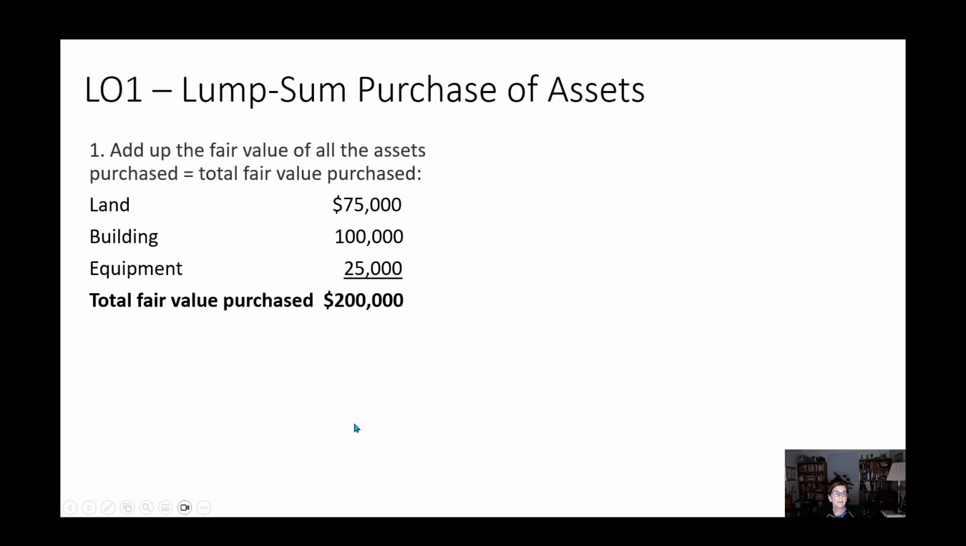So the first step is to add up the fair value of all the assets purchased, and that gives you the total fair value purchased. So we add up the 75, the 100, and the 25, and that gives us a total fair value purchased of $200,000. Notice that that is different than the purchase price, because of course if it was the same we wouldn't have to do this allocation, right? So we paid $150,000 for assets that are worth $200,000.